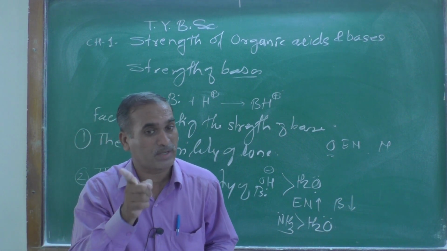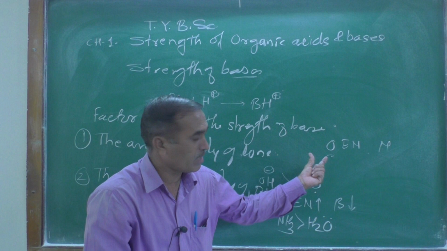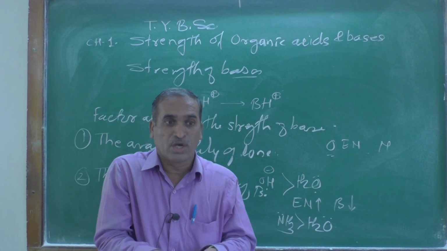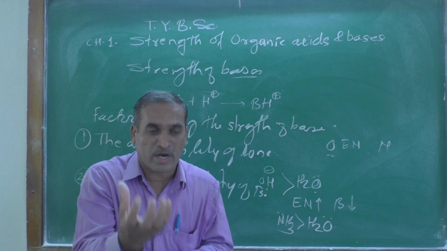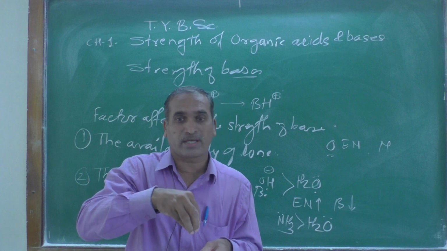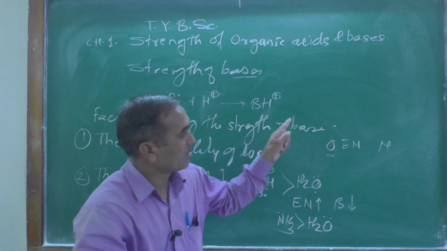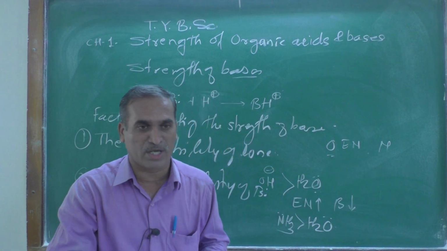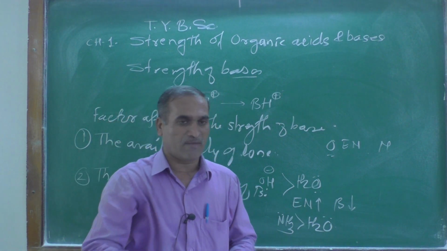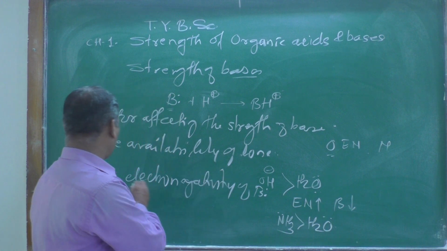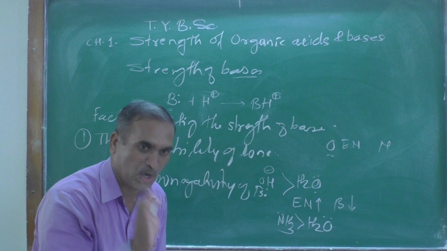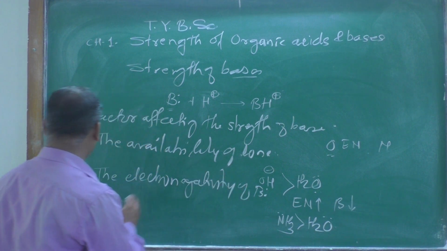And then what happens? The oxygen atom has a great ability to pull or attract the electron, or to hold the electron on that atom strongly. But the nitrogen atom is less electronegative, so whatever lone pair is present on it is readily available for donation. Therefore, as electronegativity increases, basicity decreases. That is the one sentence you remember here.